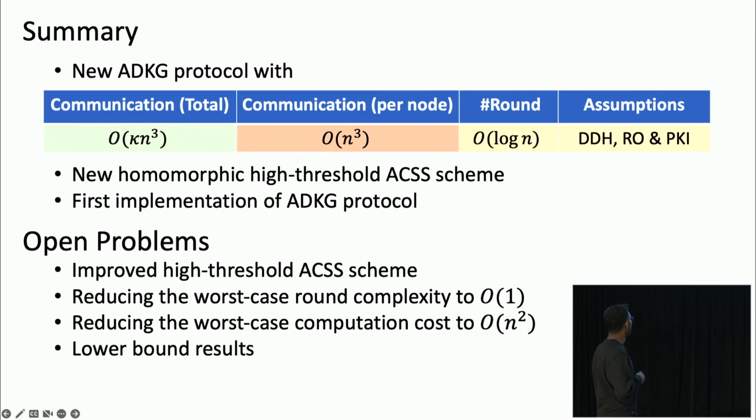Another important problem, which I don't know how to solve, is to give lower bound results, where you want to prove that asynchronous DKG will take order n cube rounds, order n cube communication cost. The current kind of lower bounds assume some kind of structure in the distributed key generation protocol. And one of the practical open problems is to do a better, much more robust implementation.